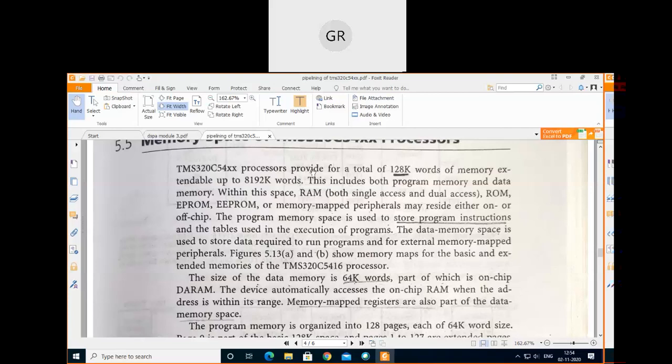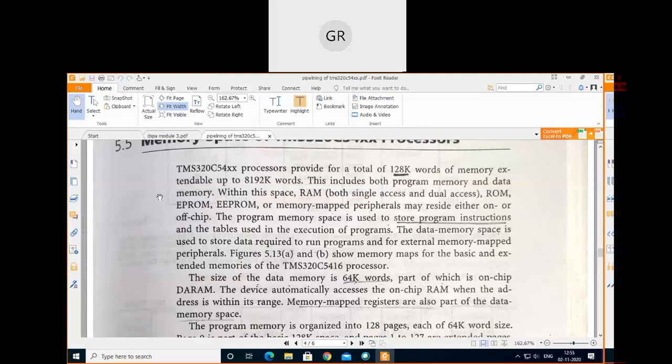The processor provides a total of 128K words of memory. This can be extendable up to 8192K words. This includes both program memory and data memory. Within this space, the RAM can be single access and also dual access RAM. Dual access allows two read operations, while single access allows one read operation and one write operation at the same time.